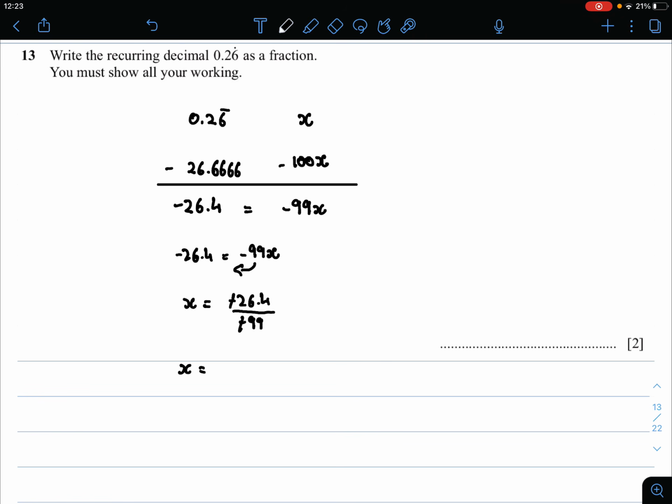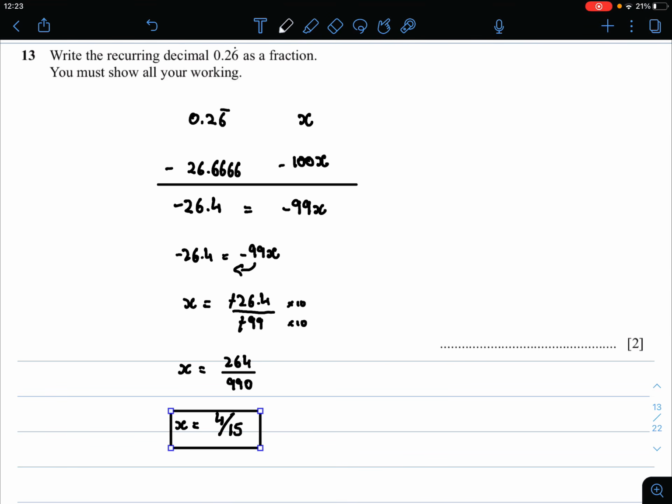Now since we don't want a decimal place in the question, you will multiply both the numerator and denominator by 10. So your answer would be 264 divided by 990. Now to simplify this fraction, there's another trick. In your scientific calculator, first make sure that your scientific calculator is in the math mode and the degree mode, and then you can do 264 divided by 990. The calculator itself gives you a fraction in the simplified form. So 4 divided by 15 would be your final answer for question 13.